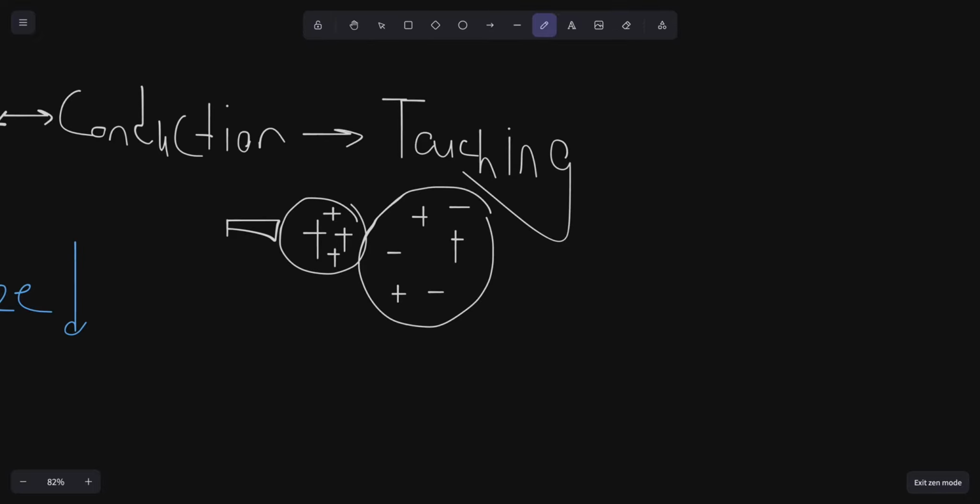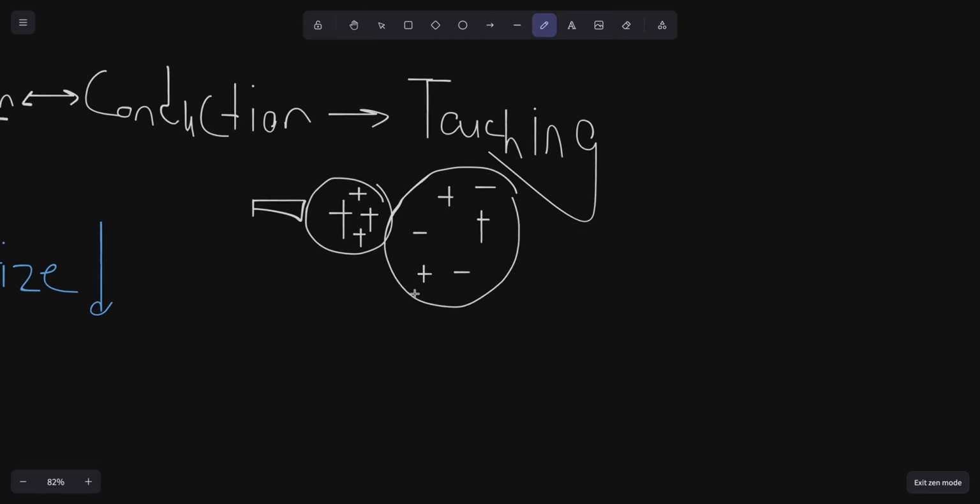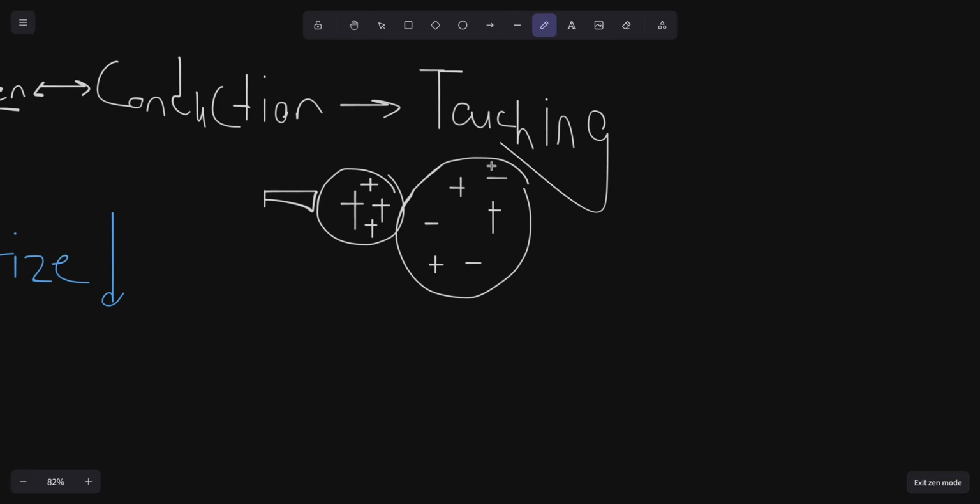Okay, so think about it like this. You might be given a question like this on the regions. Notice how this object right over here has a net charge of 0. So the charge of this object, I'm just going to say it's 0. And the charge of this object, the net charge, is going to be a positive 4 charge.